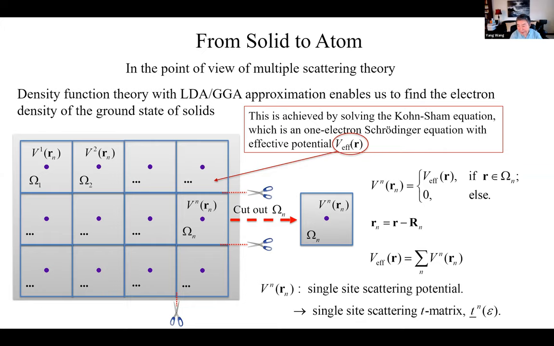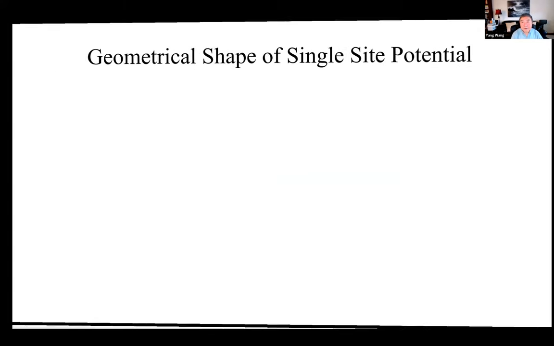From the single site scattering potential, we can calculate the single site scattering matrix, for example, the T matrix. I'm going to talk about what the T matrix is later. But I would like to mention the geometrical shape of this single site potential. The potential I'm talking about is very general, what we call the full potential. I'm not making any shape approximation. Whatever comes out of the effective DFT potential, by construction, is just this. No approximations are made. It's the exact problem.